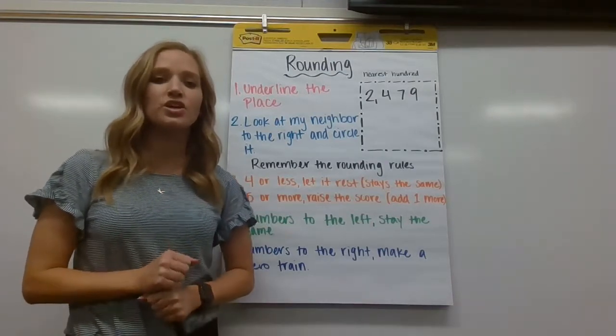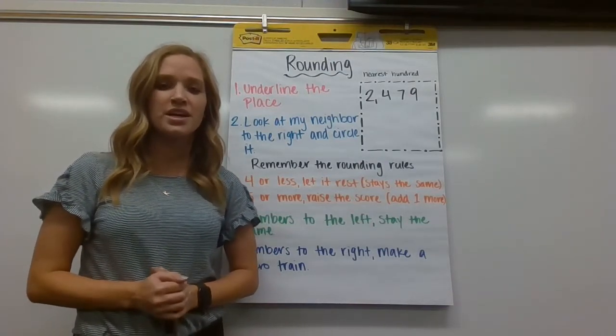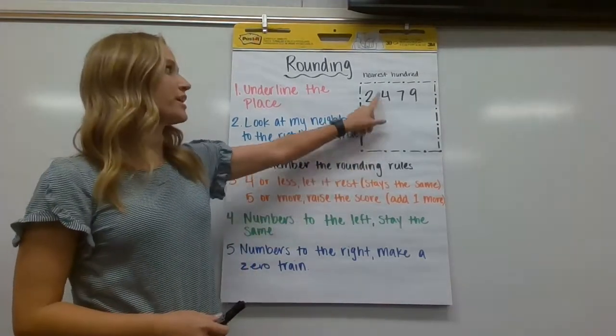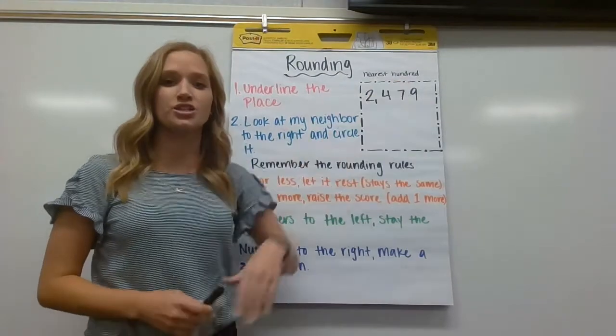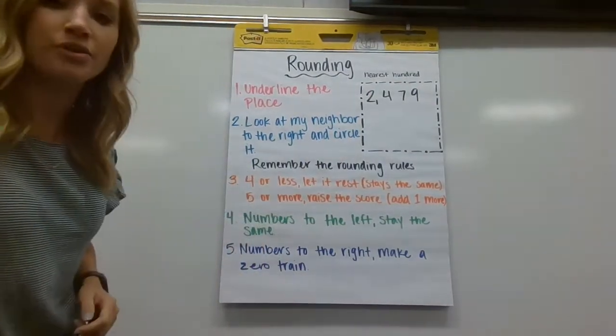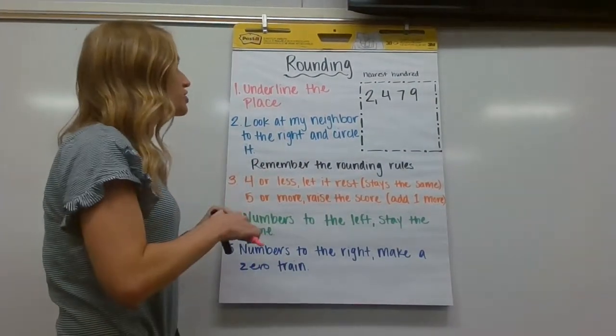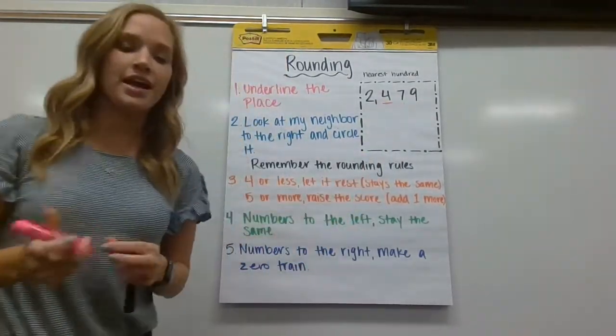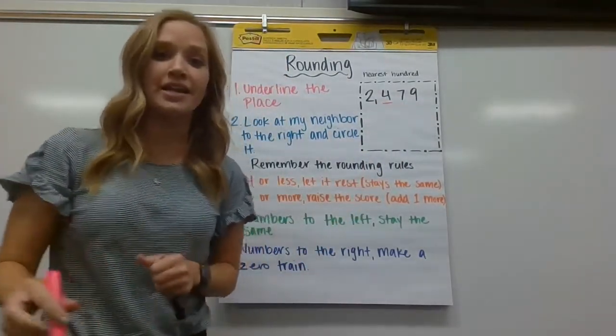So the very first thing you want to look at when we're rounding numbers is what place value is it asking me to round to? With my example over here, it's going to be asking for the nearest 100. So I'm going to underline the hundreds place value. That way, I know that that's the number that I need to change.